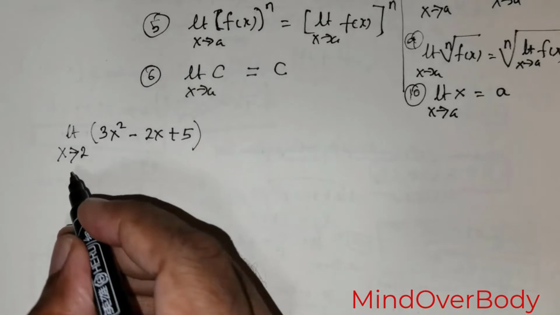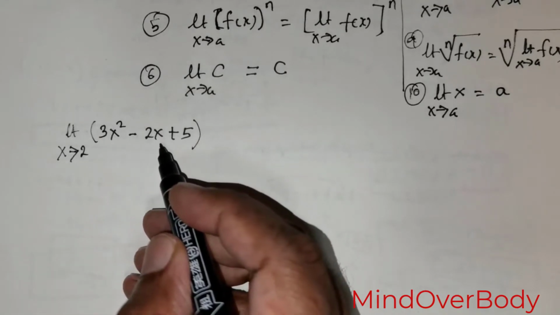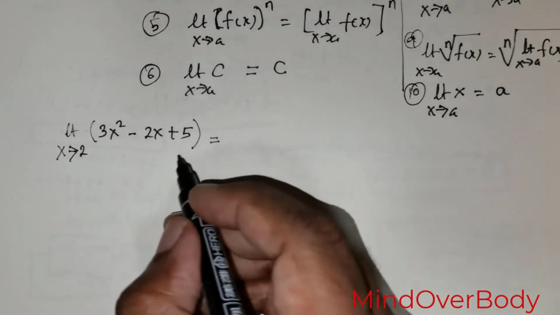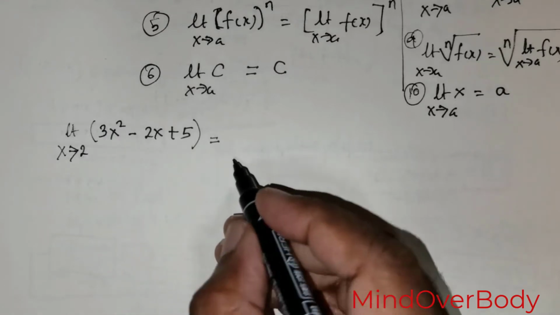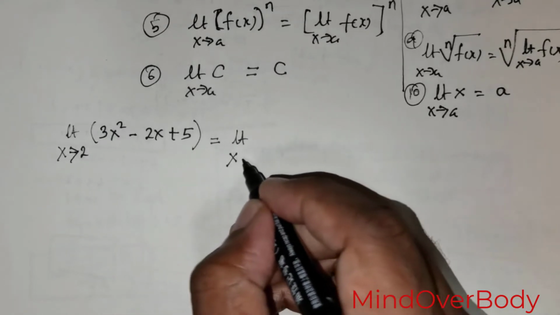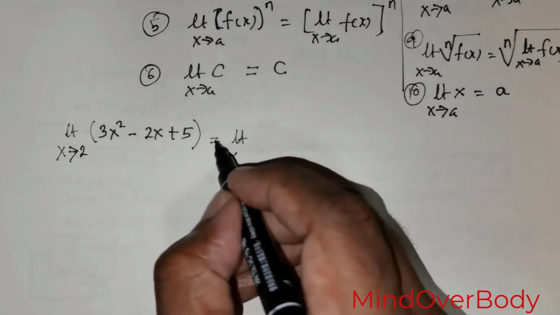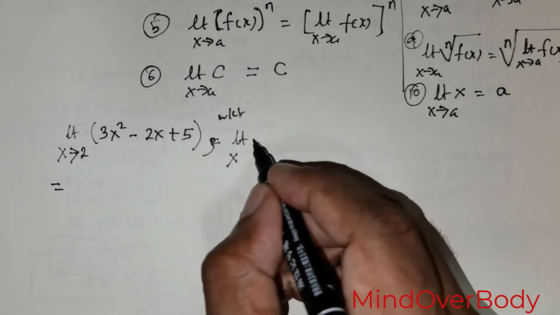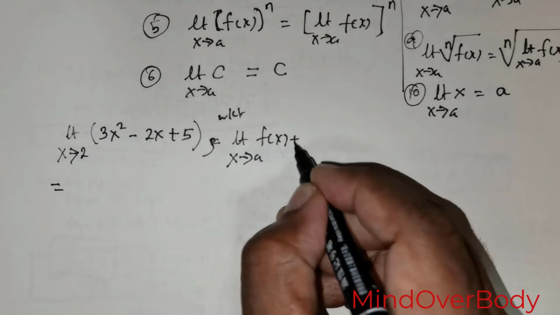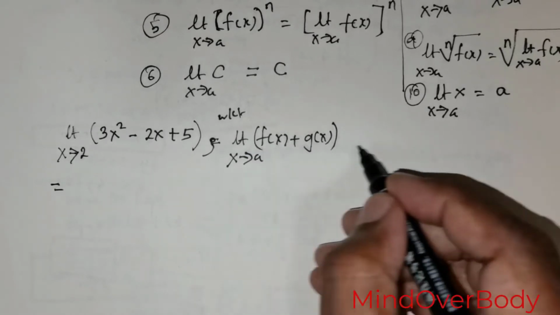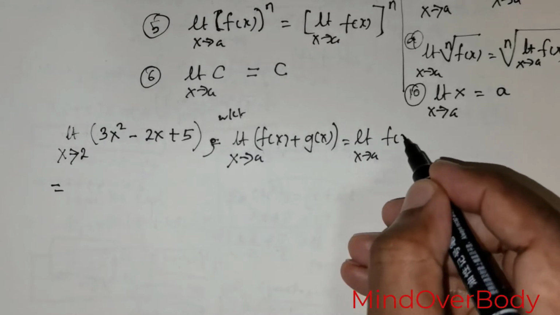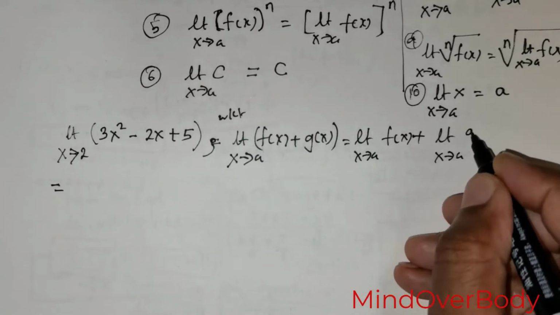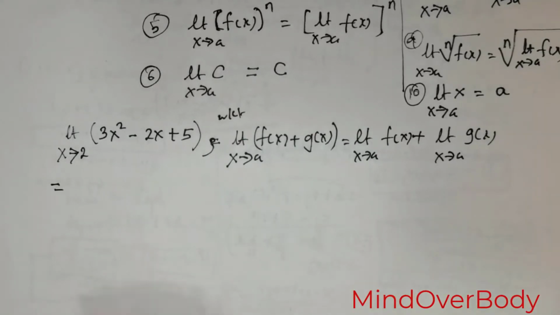We are given this question: limit x tending to 2 of 3x squared negative 2x positive 5. Foremost, we have to apply the limit laws. I'm going to use limit of the sum is equal to sum of the limits. Let me state the law: limit x tending to a of f of x positive g of x is equal to limit x tending to a of f of x plus limit x tending to a of g of x. Limit of the sum is equal to sum of the limits.